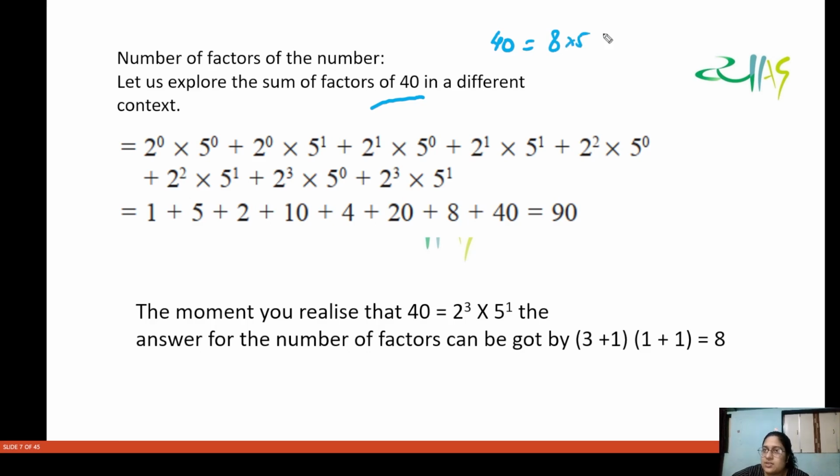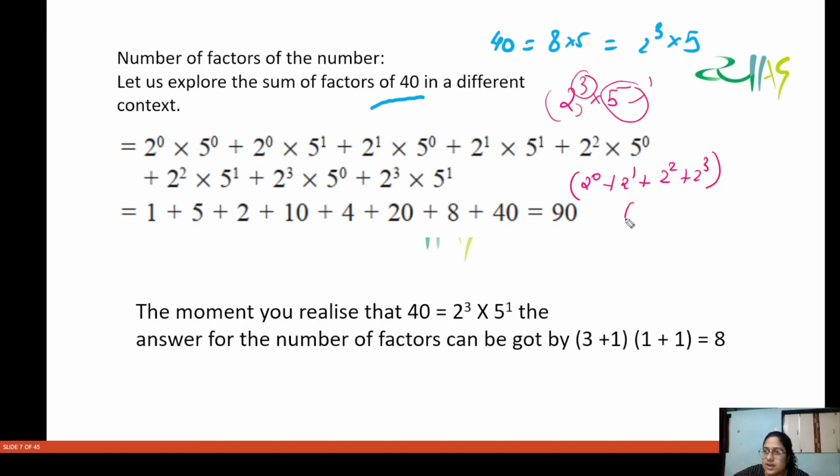8 into 5 है, so let's write this as 2 cube into 5. All right, we are writing in this way. Now to find the sum of factors, what I am going to do is I am going to take this power and write it in this format. 2 to the power 0 plus 2 to the power 1 plus 2 to the power 2 plus 2 to the power 3. Okay, and what I am going to do with 5 is what? 5 to the power 0 plus 5 to the power 1.